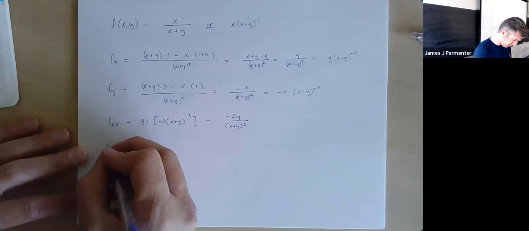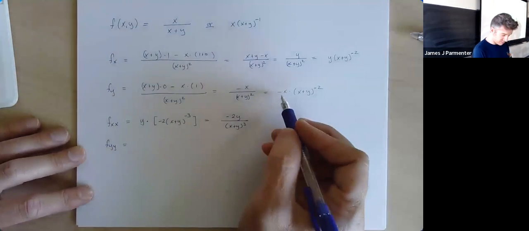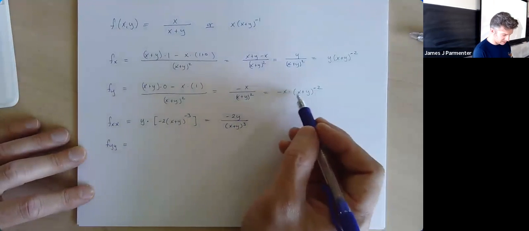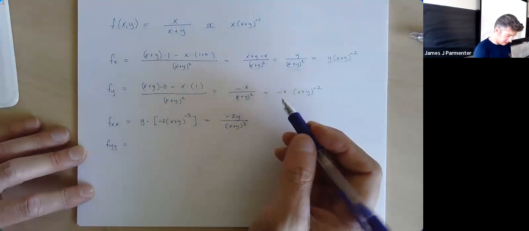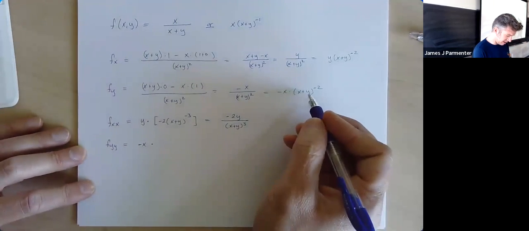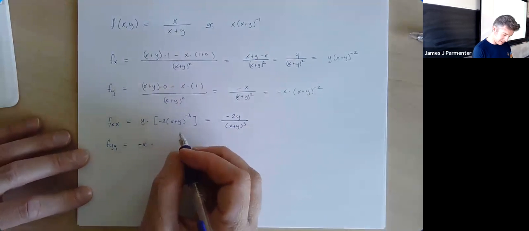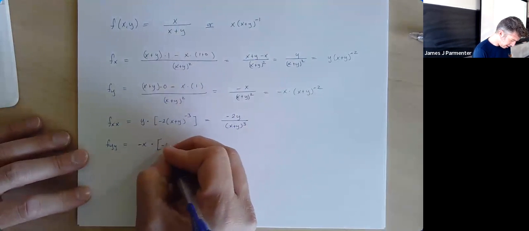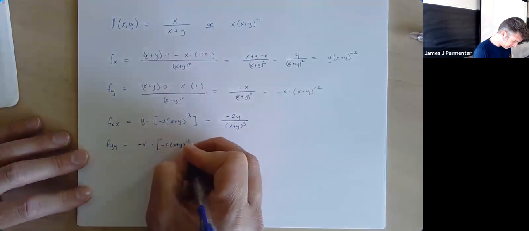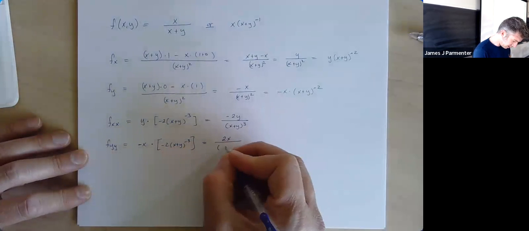Similarly, let's find fyy. So again, the negative x out in front of (x plus y) to the negative second is just acting like a constant. So you're going to have negative x times the derivative of (x plus y) to the negative second, literally the same thing we just wrote down up here. Let's not do the same mental work again. I know the derivative is going to be negative 2 times (x plus y) to the negative third. So here we're getting positive 2x over (x plus y) cubed.